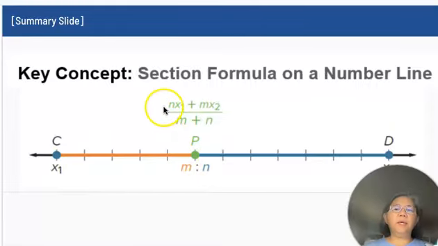It will give you n times x sub 1 plus m times x sub 2, all divided by m plus n, which will get you the point that is missing. So I hope this will help you work on the problems related to the section formula and the one related to the fractional distance.